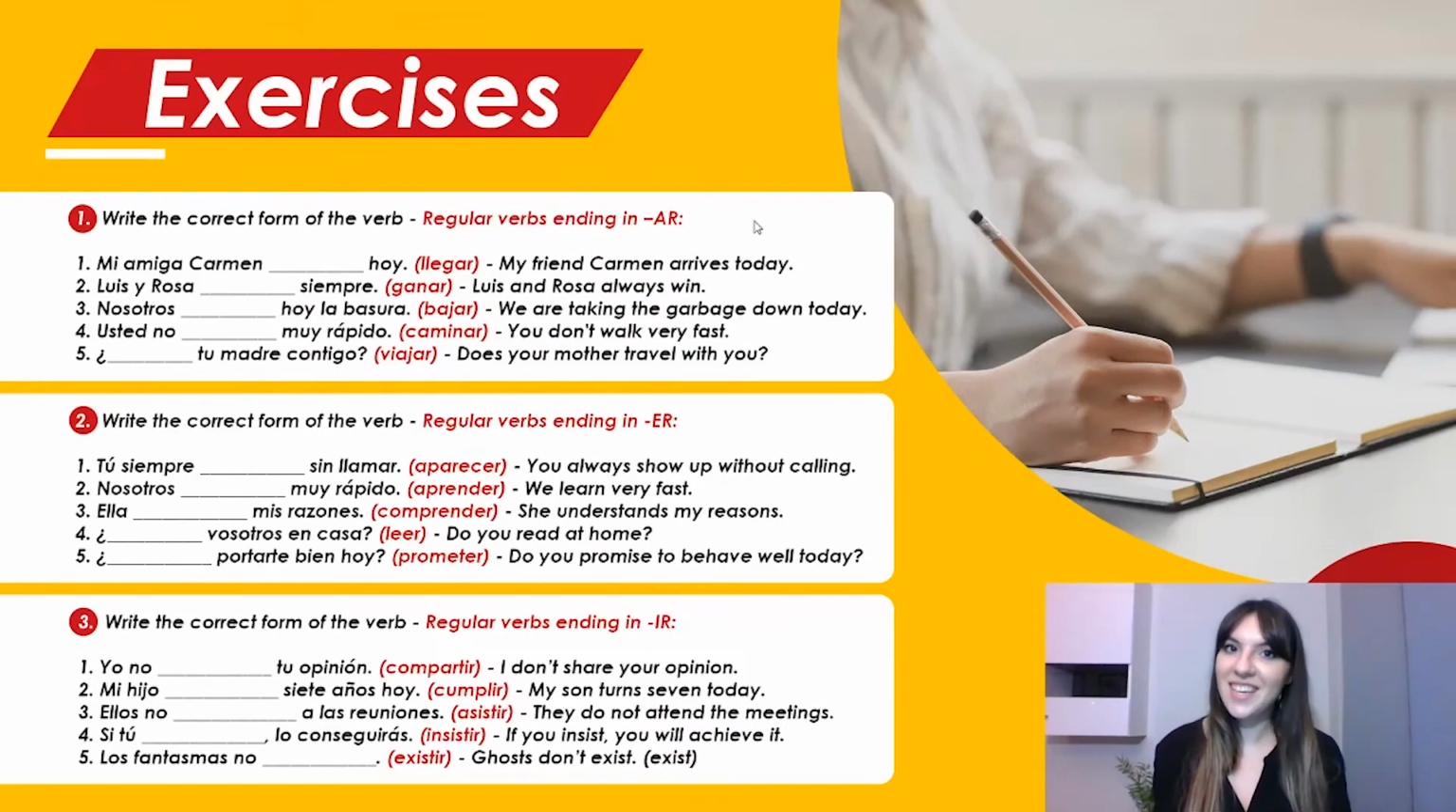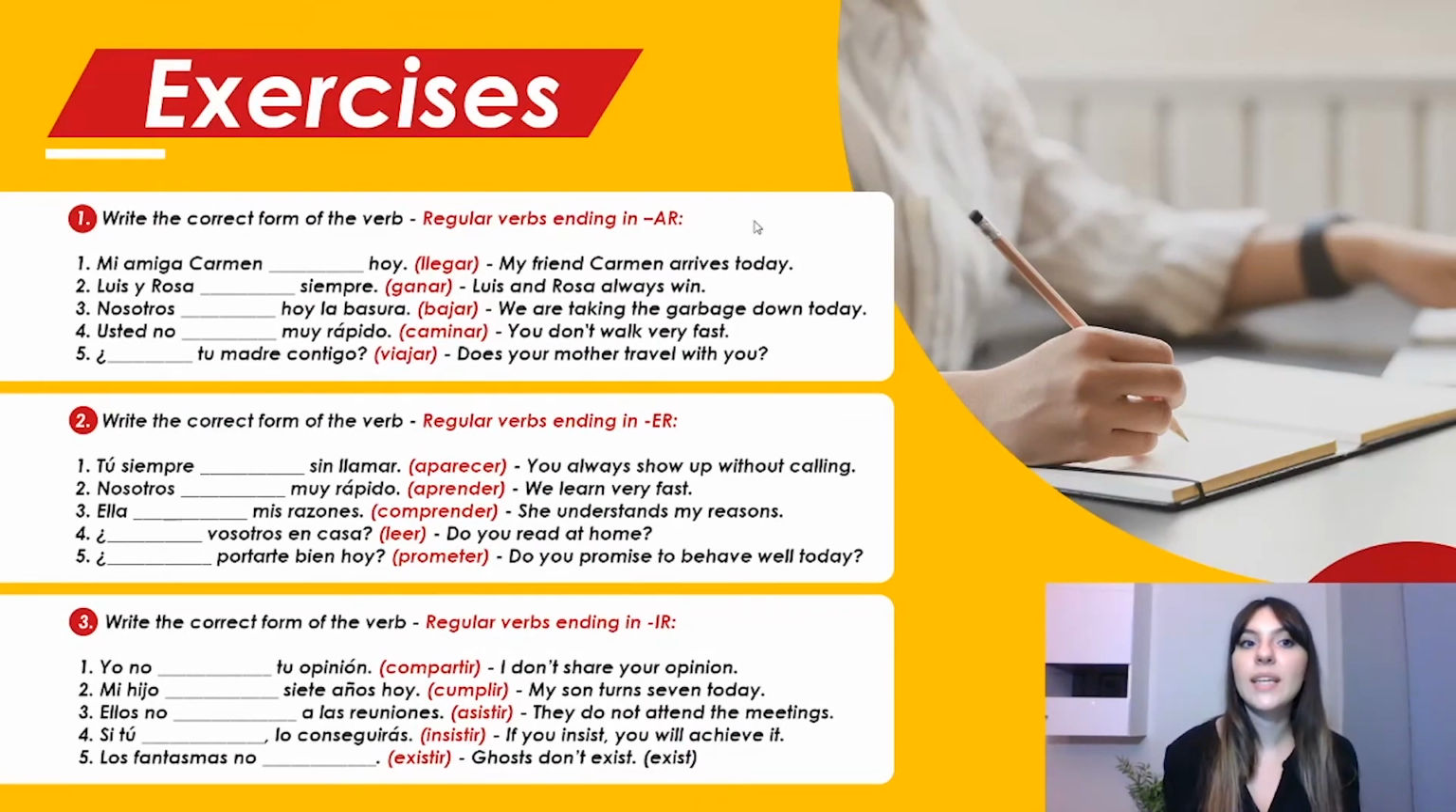Here are the exercises. In the first one, you have to write the correct form of the verb, and you have only regular verbs ending in ar. So the first verb is llegar, and you have to put it in the right person. So you have here the sentence, mi amiga Carmen, here goes the verb, hoy. So the person here is mi amiga Carmen, so this is third person singular, and you have to put here the verb in the right form, so in the third person singular, which is llega. So it would be mi amiga Carmen llega hoy.